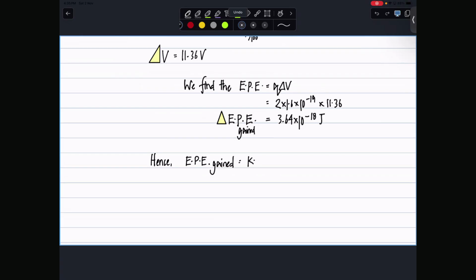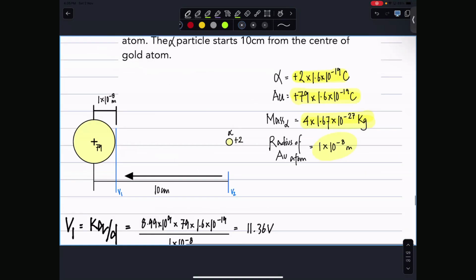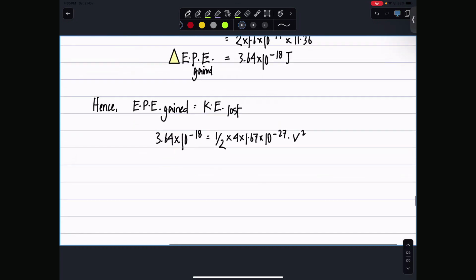Oh, you thought in terms of K, correct? K is actually loss, you're right. So this is going to be 3.64 into 10 to the power minus 18 equals K, which is half into the mass of the alpha particle, 4 into 1.67 into 10 to the power minus 27, times V square. So if you want to reach the surface of a gold nucleus from 10 centimeter far out, this is the speed at which you should be moving.